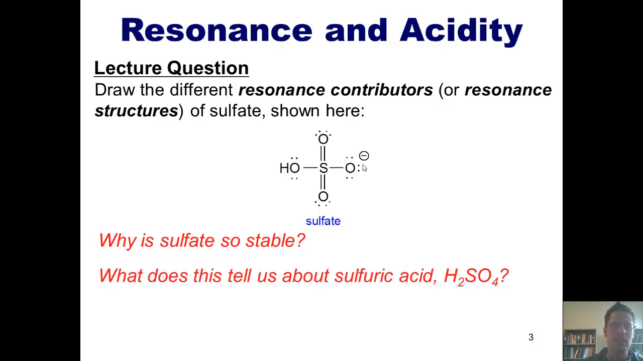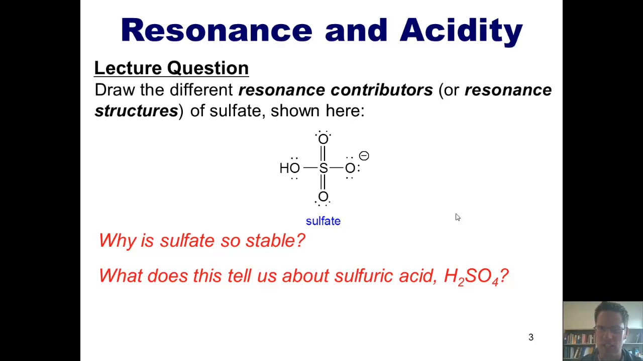So, what does this tell us about sulfuric acid, H2SO4? Well, as you'll note, this molecule, sulfate, is the conjugate base of H2SO4. In other words, if you put a proton on sulfate, that is, replace the negative charge on sulfate with a hydrogen, you get H2SO4. Well, guess what? H2SO4 is one of the 7 strong acids I ask you guys to memorize in general and organic chemistry. It is, in fact, one of the strongest of the strong acids.